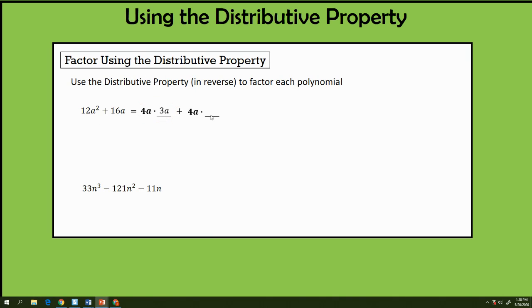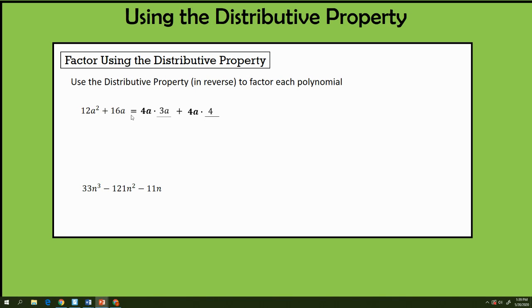Now, what would I multiply 4a by to get 16a? Well, that should be a 4. 4a times 4 is 16a. Okay, so now what we've done is we've taken each of these two terms and written them as a product. And in that product, we have the same GCF. Okay, so now the last step in the process is to actually use that distributive concept.